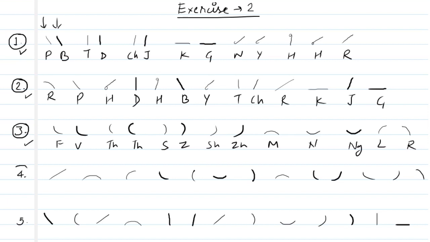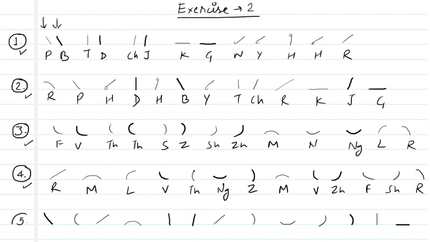Let's move to the fourth line. So this one is R, this is M, this is L, this is V, this is Ith, this is Ing, this is Z, this is M, this is V, this is Z, this is F, then this is Ish, then we have this R. Alright, we're done with the fourth line.